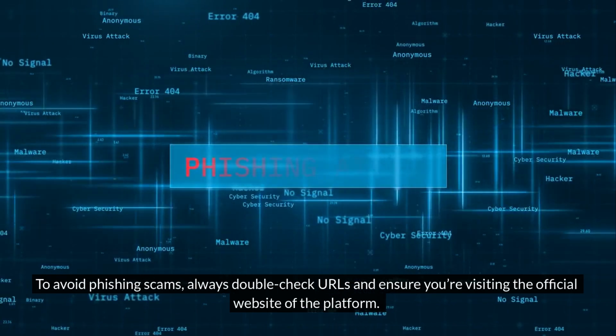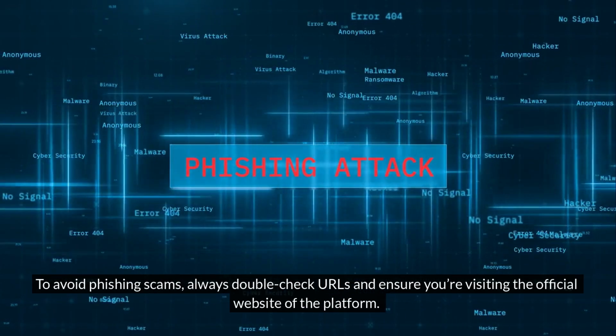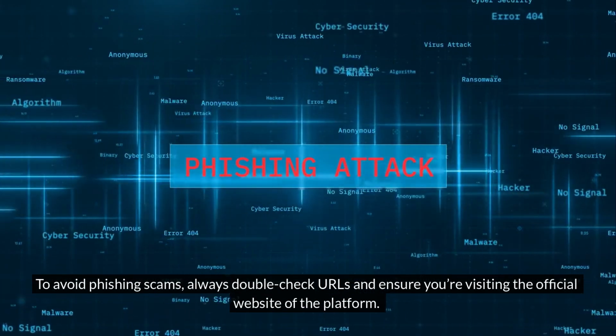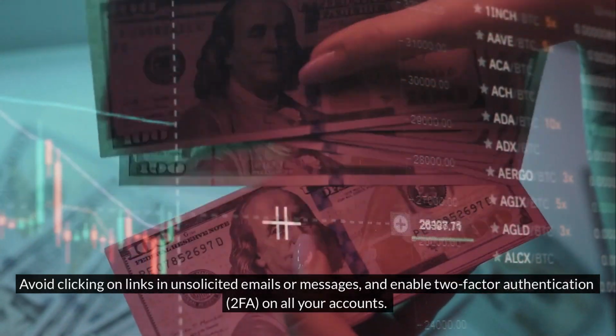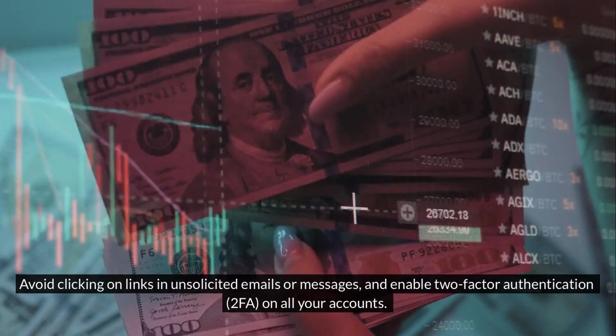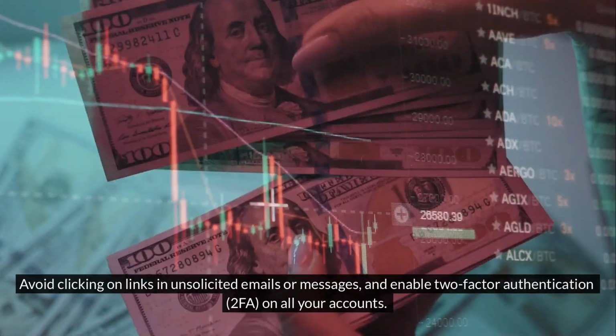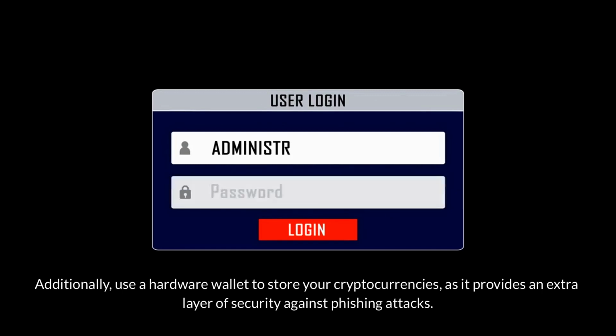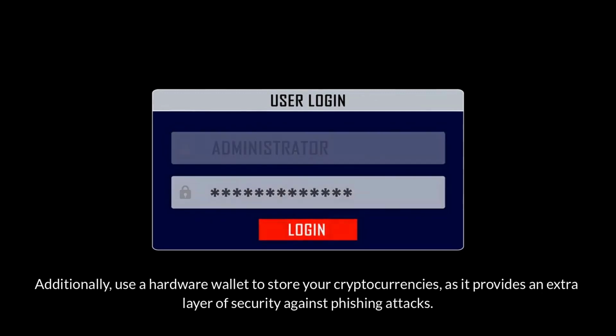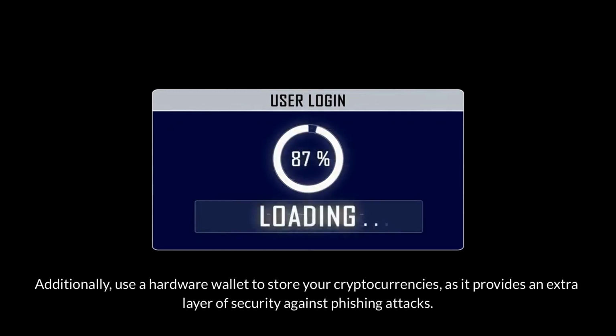To avoid phishing scams, always double-check URLs and ensure you're visiting the official website of the platform. Avoid clicking on links in unsolicited emails or messages, and enable two-factor authentication, 2FA, on all your accounts. Additionally, use a hardware wallet to store your cryptocurrencies, as it provides an extra layer of security against phishing attacks.